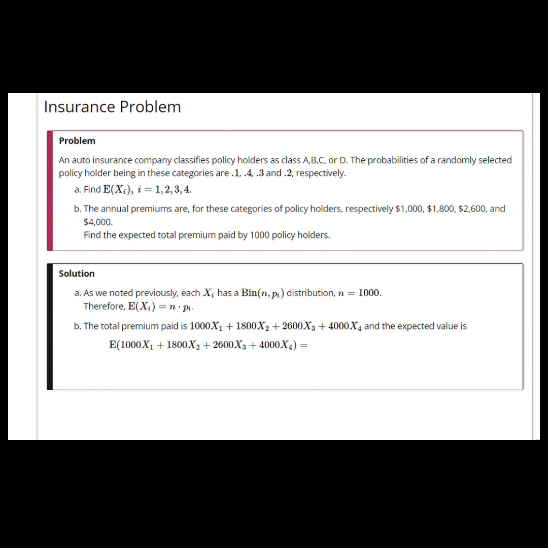What's the expected total premium? It's the expected value of this quantity, which is 1,000 times the expected value of X1, that's n times p1, plus 1,800 times the expected value of X2, that's n times p2, and so on. We've already seen what p1, p2, p3, and so on are. If we simplify the algebra a little bit, this is 10 to the 6th times (p1 plus 1.8 p2 plus 2.6 p3 plus 4 p4), or 2.4 million.